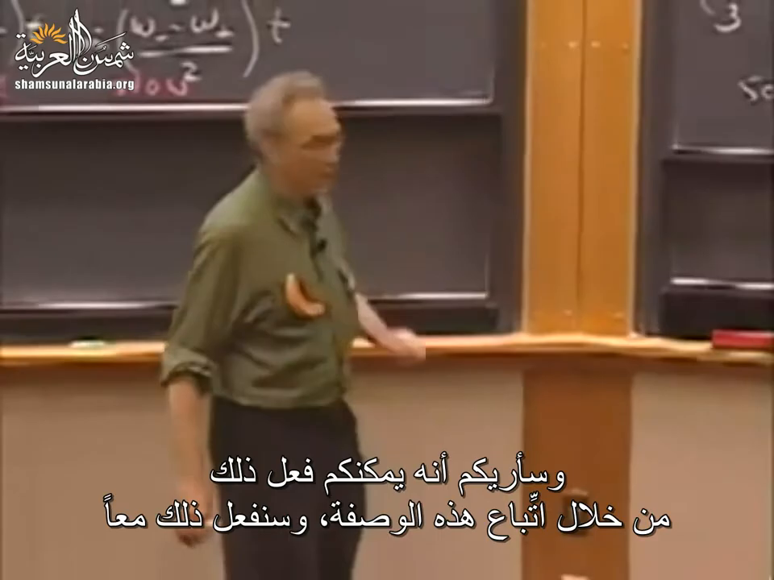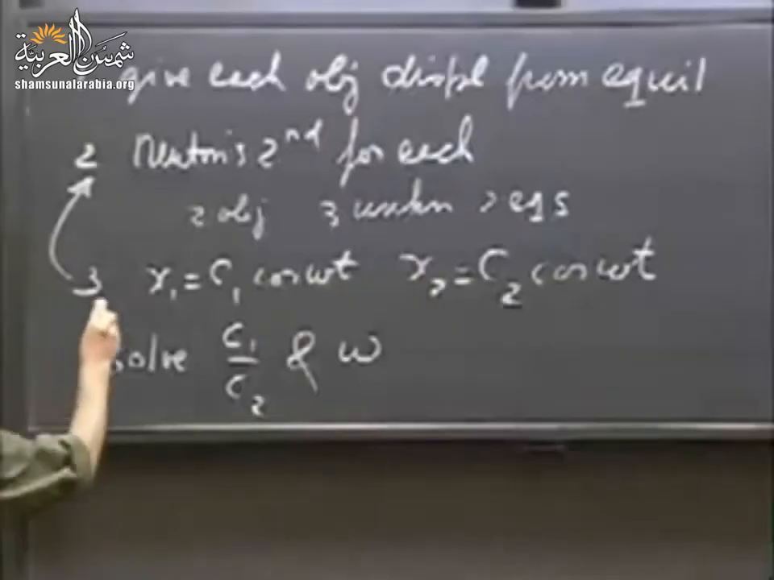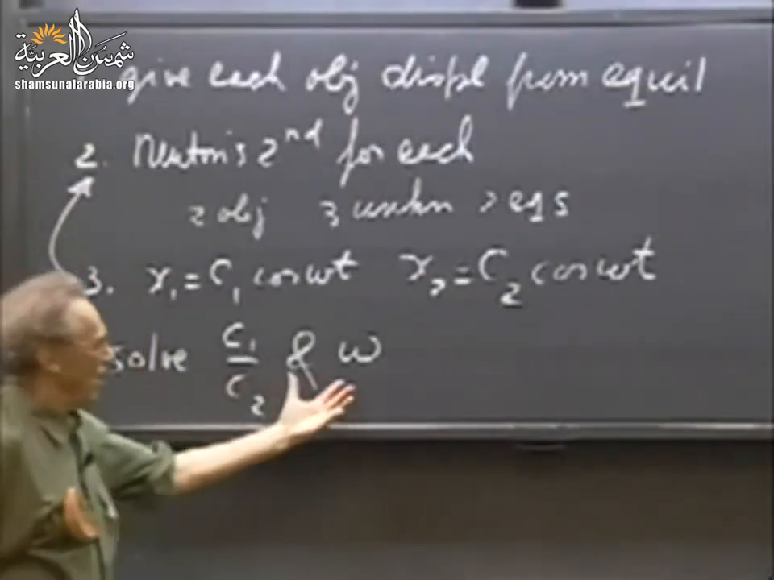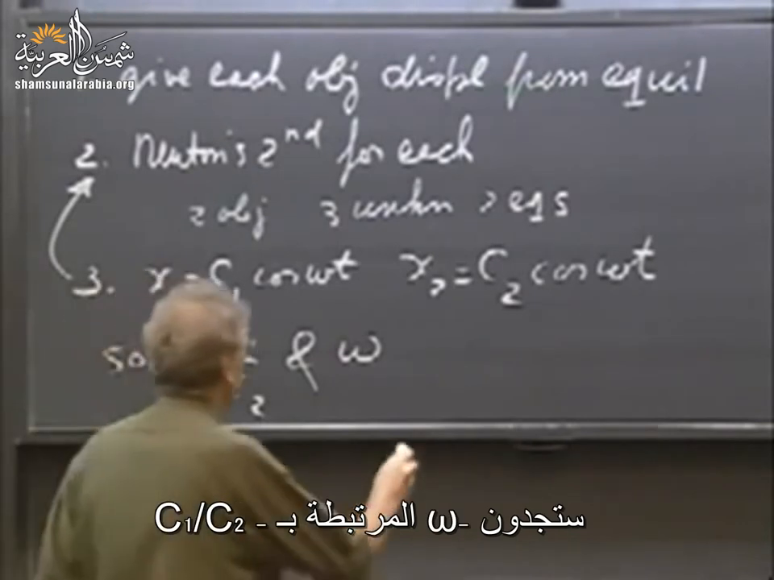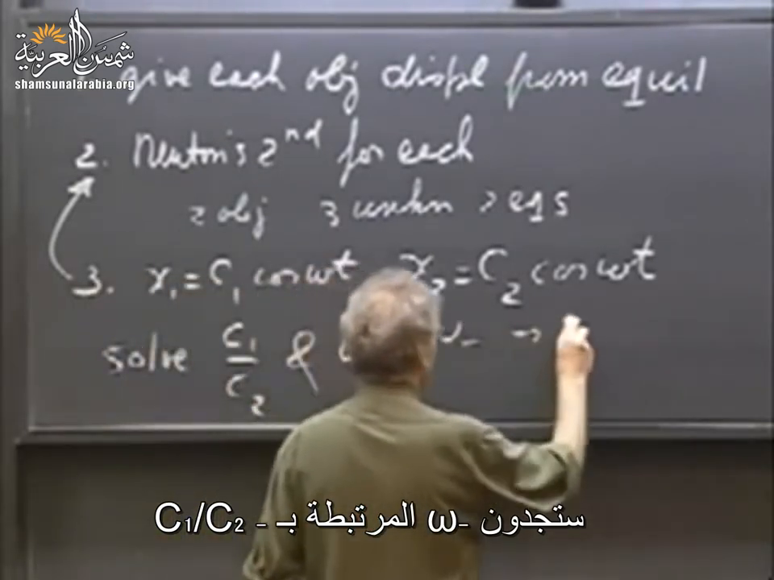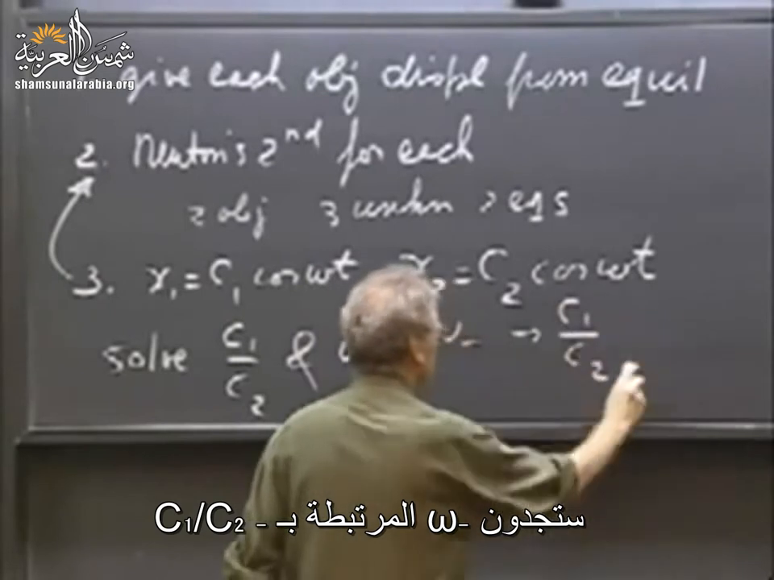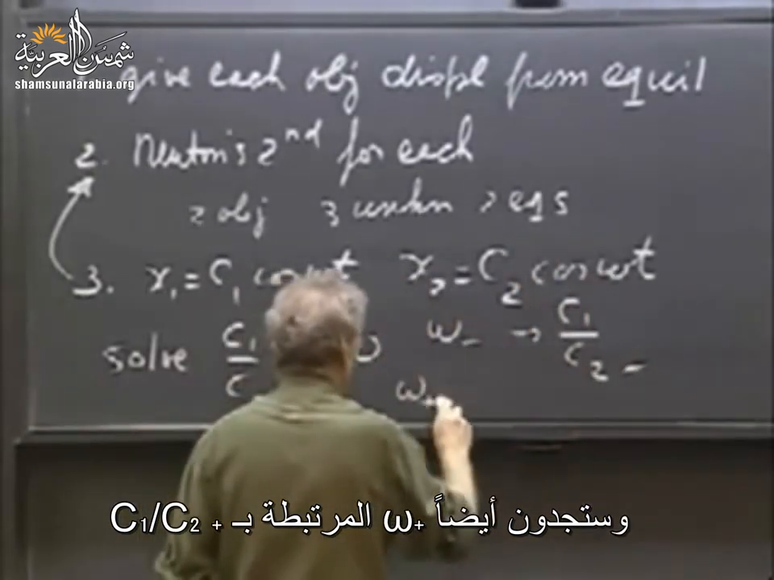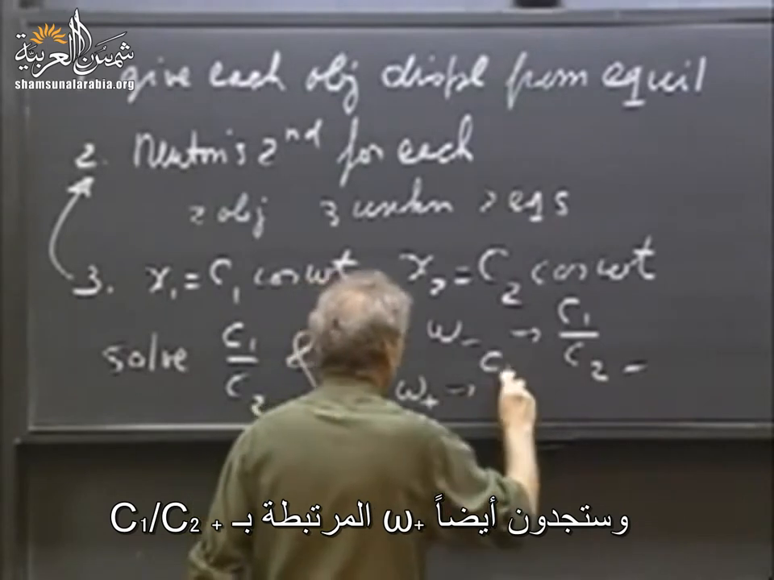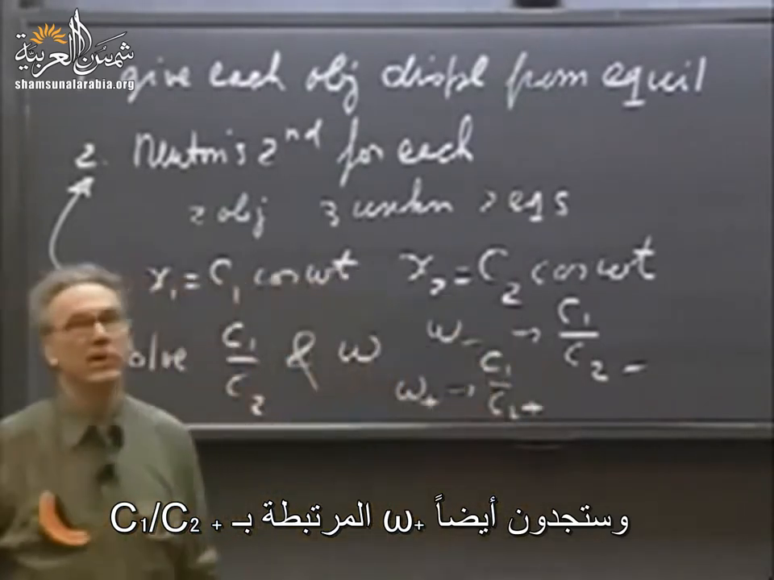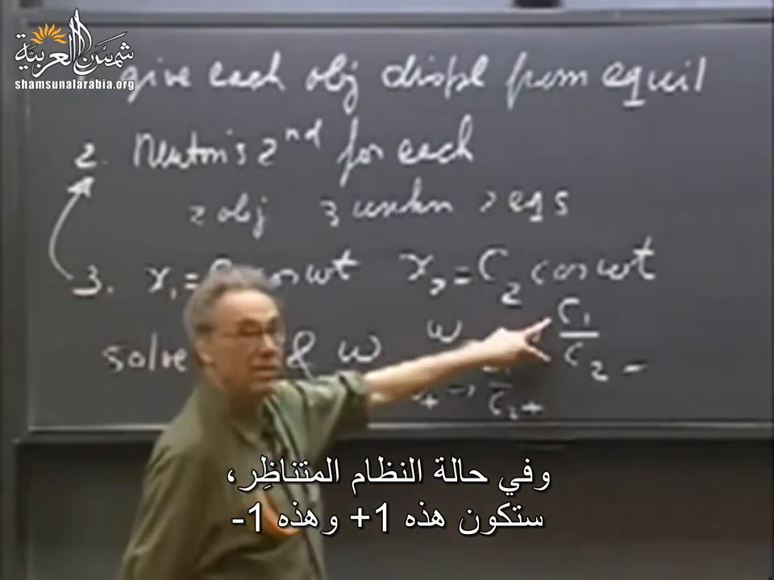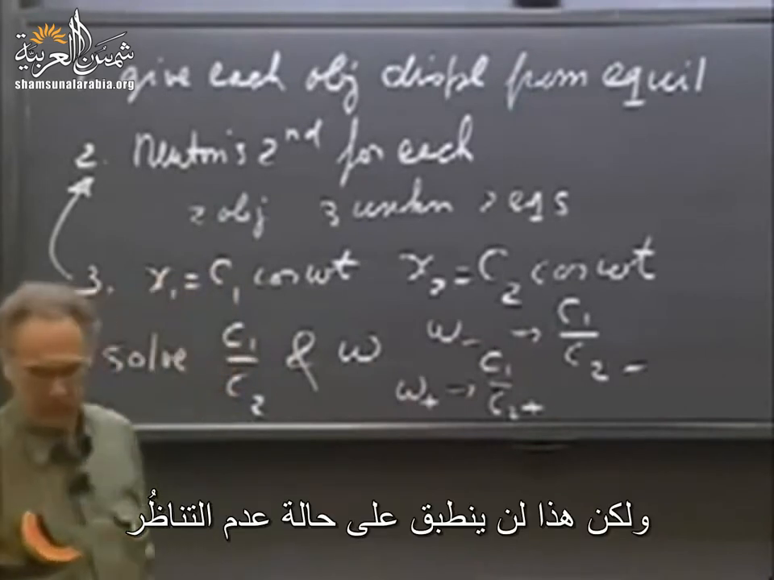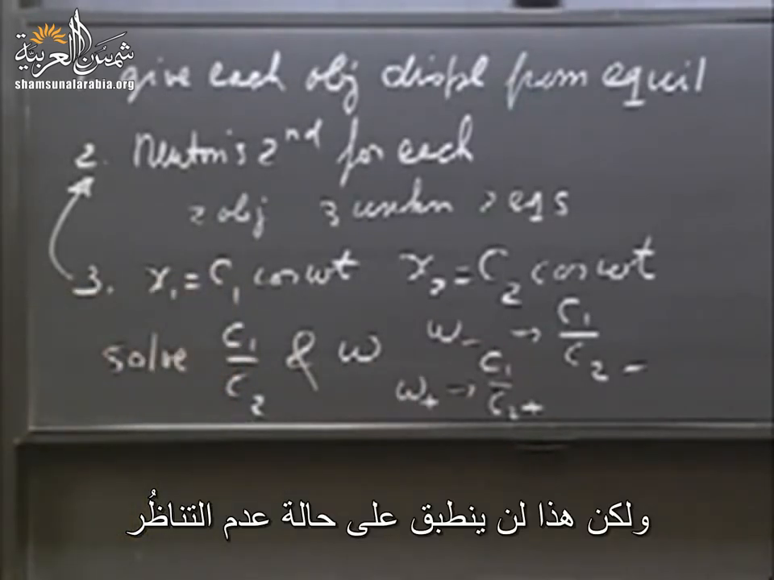So you follow this recipe, and we will do that religiously together. We will find then, in this case, two values for omega. We will find an omega minus, which has an associated value of C1 over C2. I'll put a minus there. And we will find an omega plus, which has its own ratio associated with it. In the case of our simple symmetric system, this would be plus 1, and this would be minus 1. But that is not the case when you break symmetry.